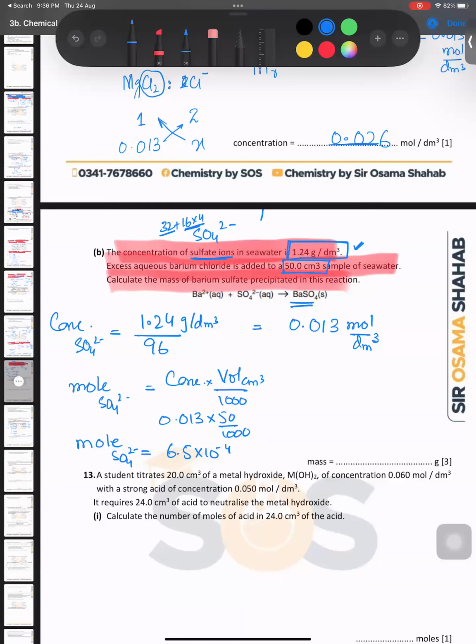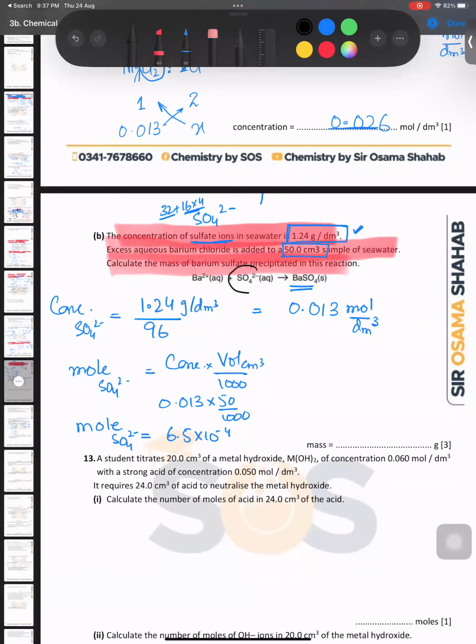All right. So now, bachcho, we have what? Moles of sulfate almost in the seawater, in the 50 centimeter cube of seawater. Now you can see this. One more thing. If you talk about sulfate ions, which is 1 right now, and if you talk about the barium sulfate, they both have the same relation, right? So whenever you have the same relation, it means whatever the moles of sulfate you have, the same moles of barium sulfate would be produced as well, right or not? Yes, sir. This is the amount of moles of barium sulfate that would be produced.